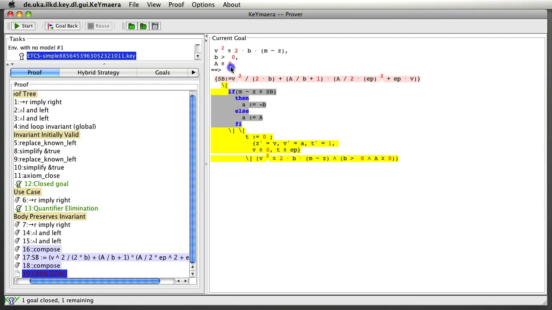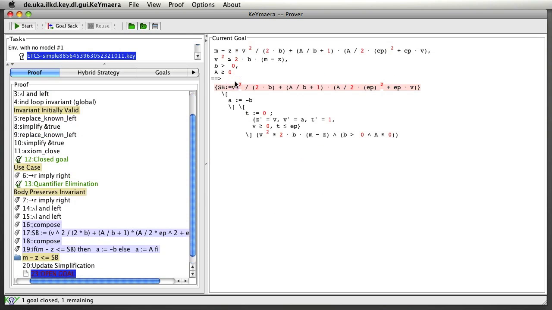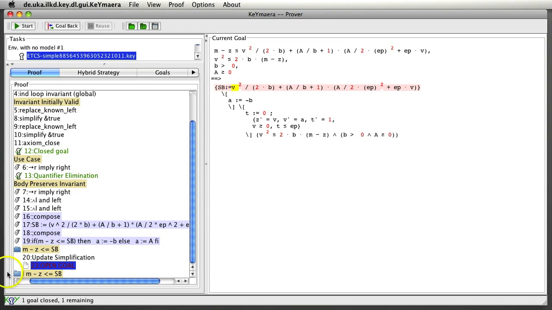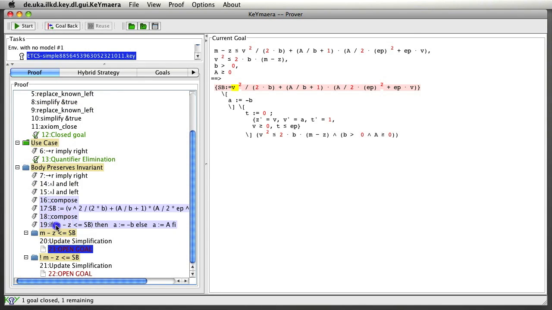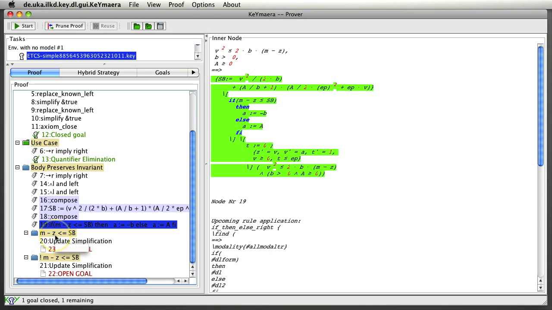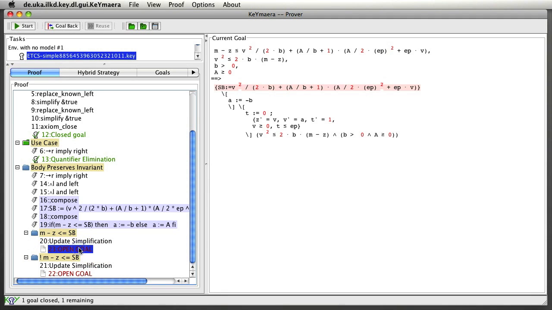So when we apply this rule, the if then else right rule, you can see over here in our proof tree that the if rule actually splits us into two branches. The first branch where the condition was true, and the second branch where the condition was false. In the branch where the condition is true, you can see that the acceleration is going to be set to be a minus b. And in the branch where the condition was false, you can see that we can accelerate still. So let's prove the first branch where we're braking.